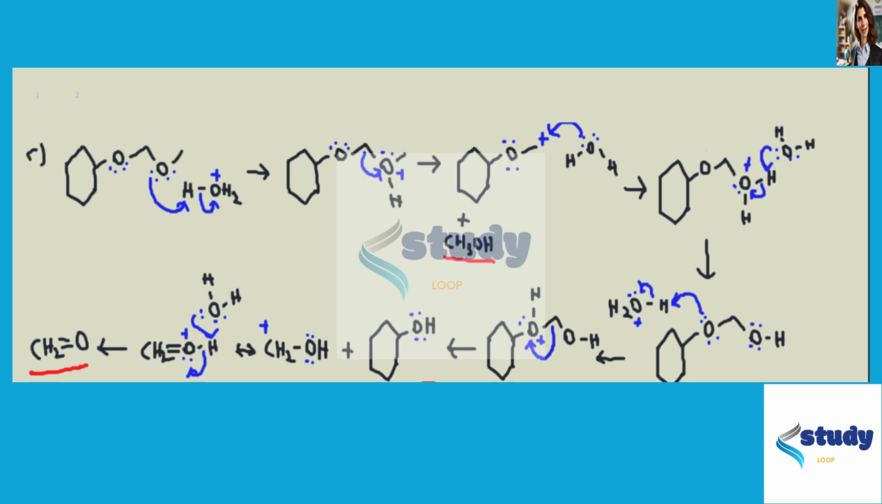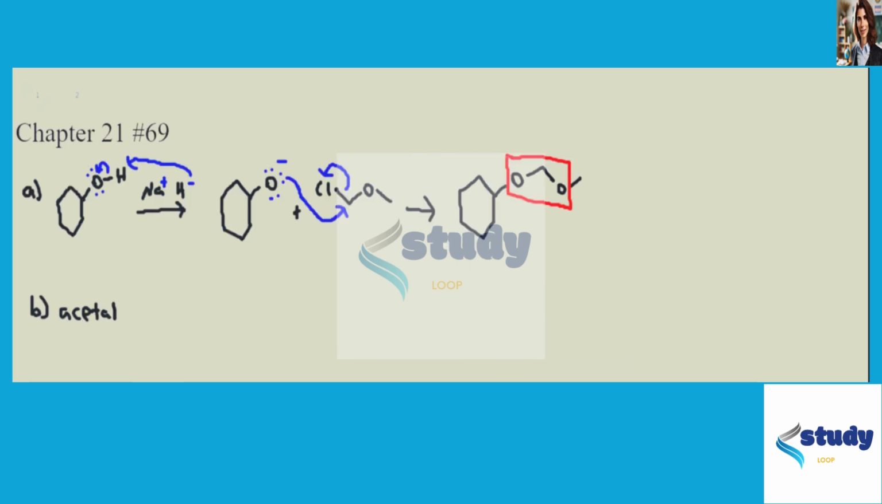We also answered part B. This is an acetal protecting group, and the mechanism of the protection is drawn out in part A. And that's the answer to chapter 21, problem number 69.